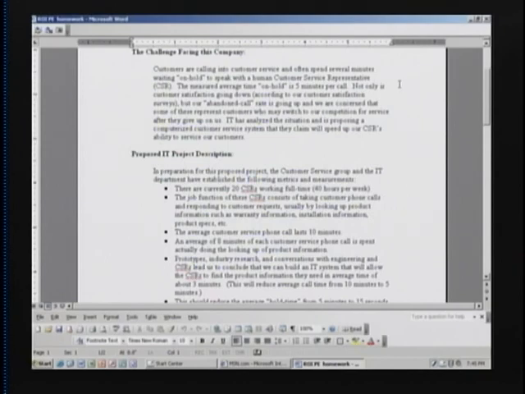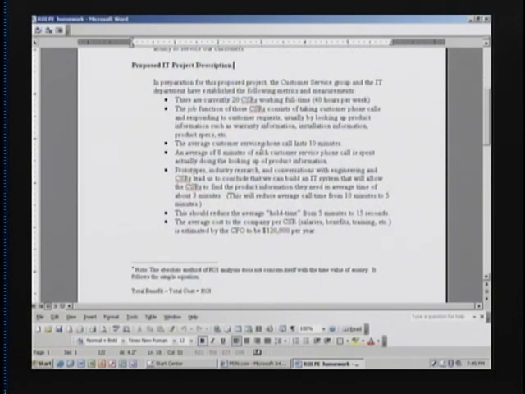So again, the abandoned call rate, these are people who hang up before ever getting to talk to a human being because they said, I'm not going to hold any longer. And then we're concerned that some of those folks are so frustrated at the end of that time that they're actually switching to our competition for service instead of us. All right, so IT has analyzed the situation and is proposing a computerized customer service system that they claim will speed up our CSR's ability to service our customers. All right, so let's look at the proposed IT project description.